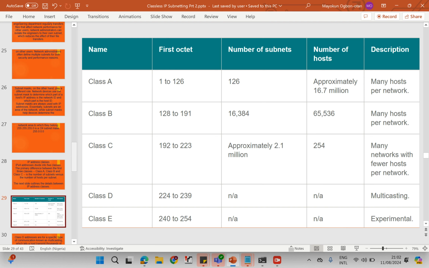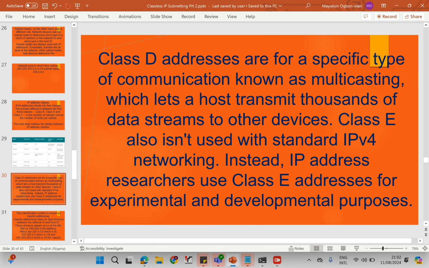Class B is between 128 to 191. And I said 127 is reserved for loopback. The number of subnets is 16,384, and the number of hosts is 65,536. Many hosts per network. Then class C, which is mostly used, 192 to 223, has approximately 2.1 million subnets, and how many hosts? Just 254. Many networks with fewer hosts per network.